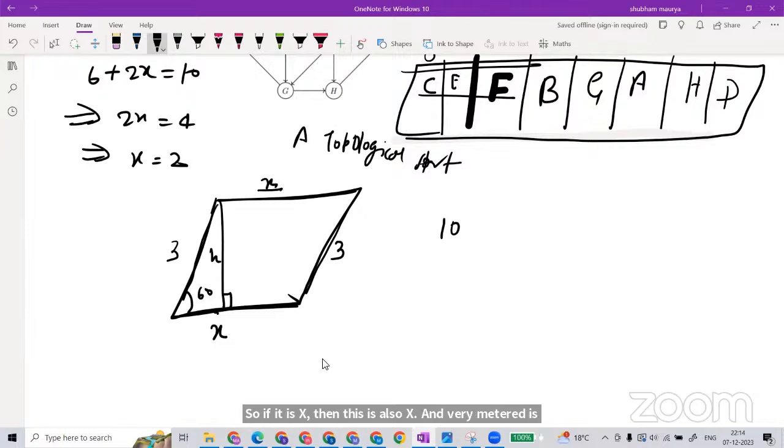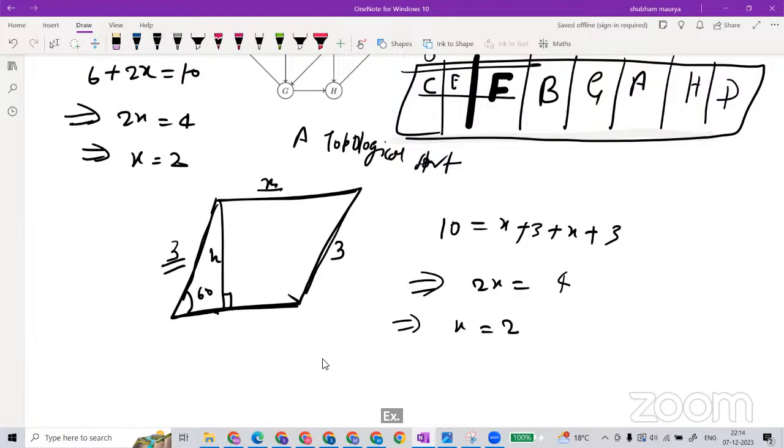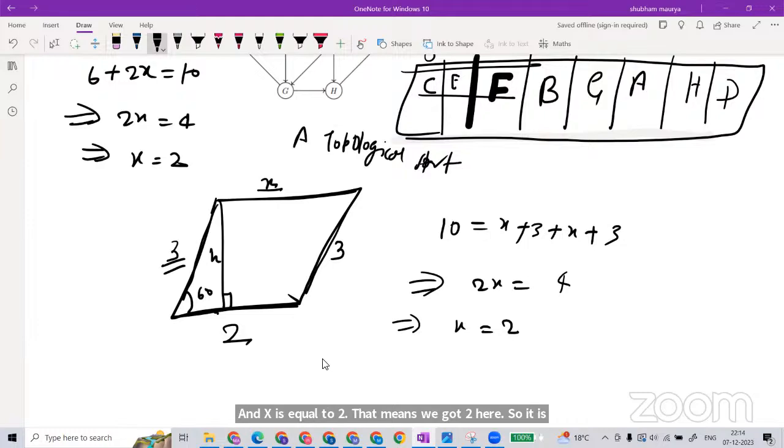That means this x plus this 3 plus this x and this 3, right? This is equal to 10. That means here 2x is equal to 4, and x is equal to 2. That means we got 2 here. So it is finding of the area. It will help to find the area, but we want to find the height.